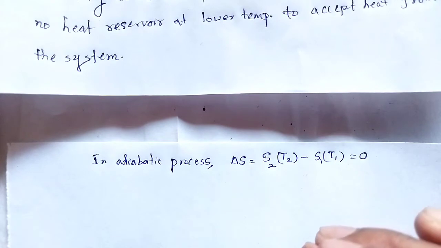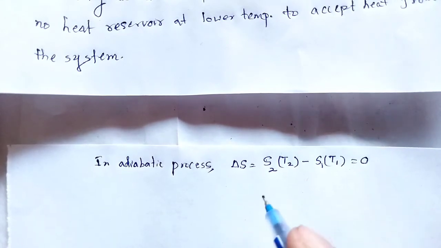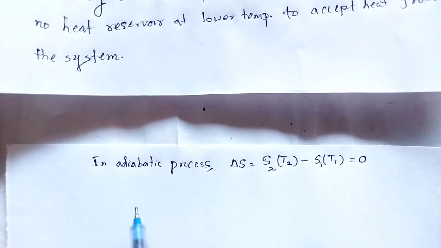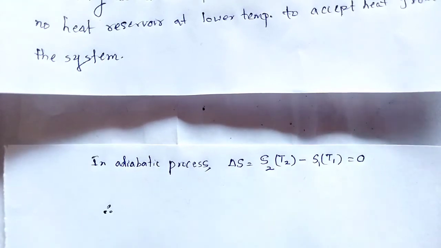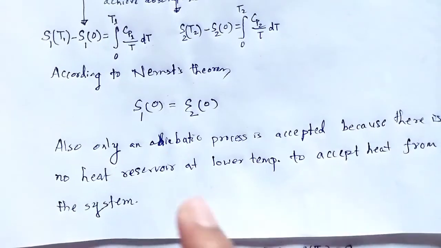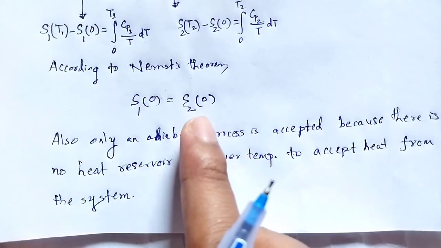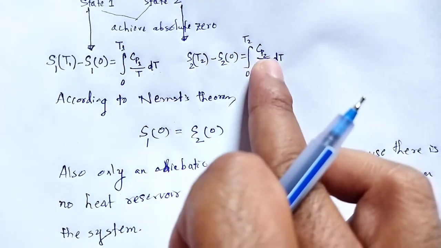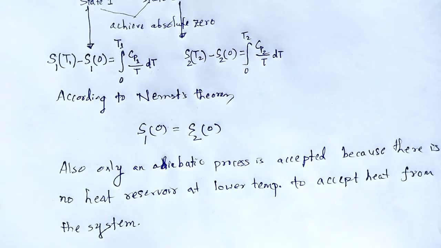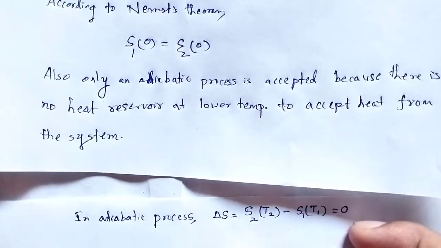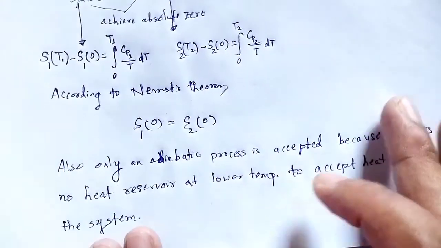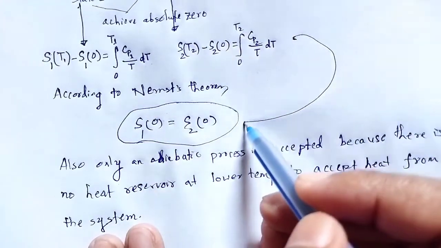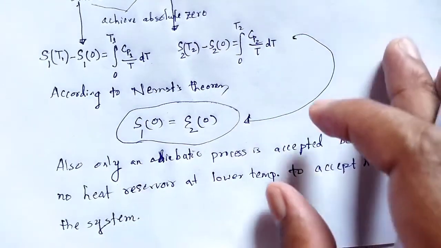Now, let us put these values. Therefore, we can say, putting these values here, S1 at 0 is equal to S2 at 0. What happens? That is the same as that one. The change in entropy in an adiabatic process will be 0. That is why we take that section here.